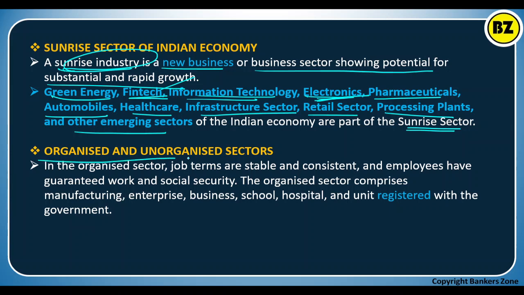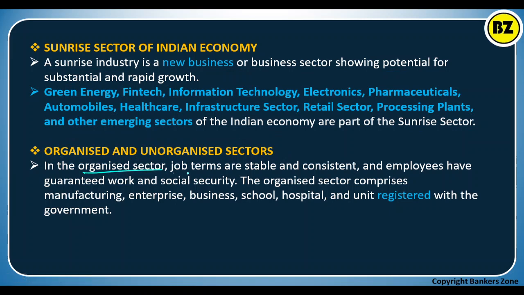Now, what do you mean by organized and unorganized sector? This is very easy. See, organized means job terms are stable. You just remember, organized means the government or bank employee, and unorganized means simply one person working at any store on a temporary or contract basis. Okay, then you will get it sorted. See, organized means the sector where job terms are stable and consistent, employees have guaranteed work, and social security is also there. The organized sector comprises manufacturing, enterprises, businesses, schools, hospitals, and units registered with the government.